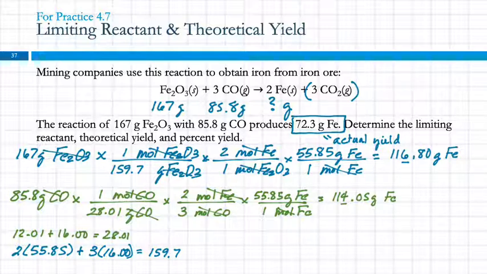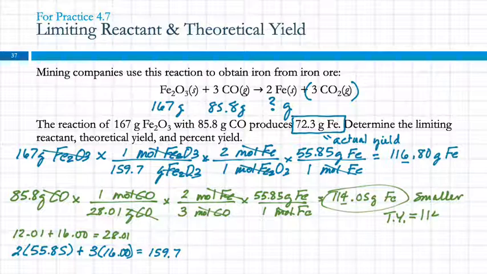Which answer is smaller, 116 or 114? 114, okay? So this is the smaller one. That's giving me my theoretical yield. So the theoretical yield is an answer, so I would round that and say 114 grams of iron.